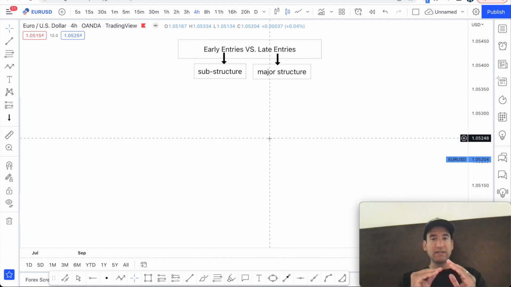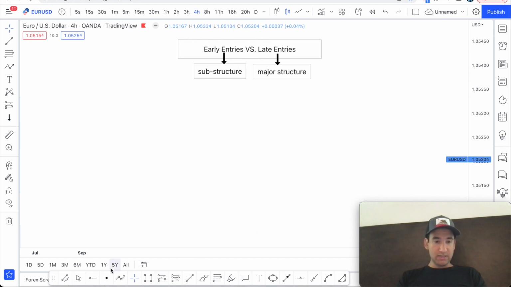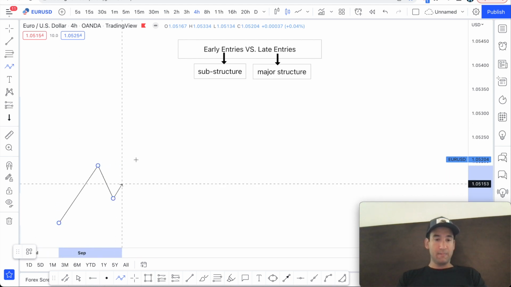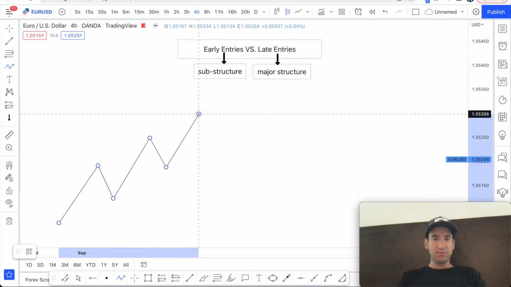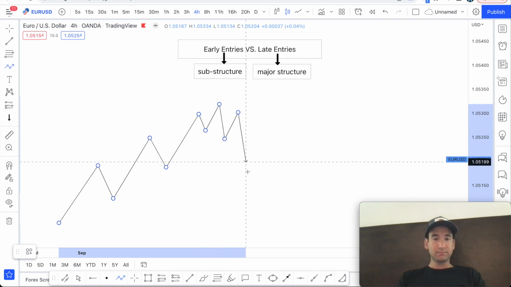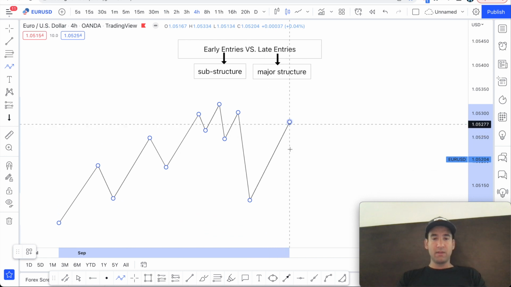Now, I'm going to break this down a little bit so you can see what I'm talking about, because it's very important that you know what this is. In order to identify your early entries and late entries, they really depend on your substructure, minor structure, and your major structure in the market. So let's just say we have a trend going to the upside like this, pushing bullish, and all of a sudden prices are shifting like this, something like that.